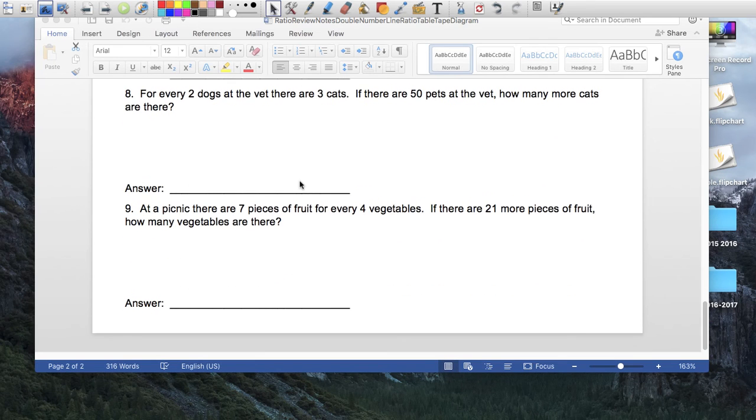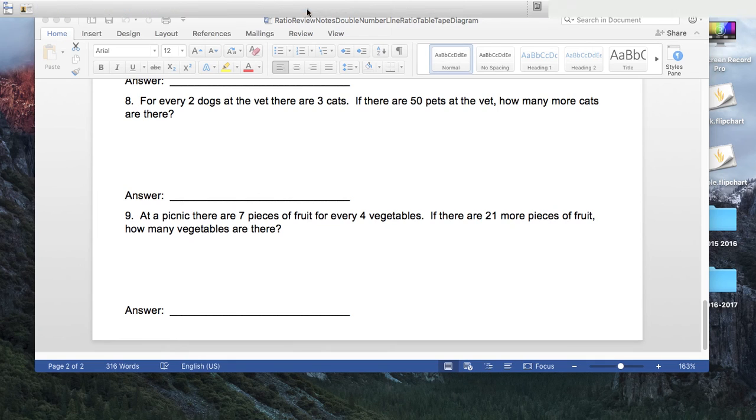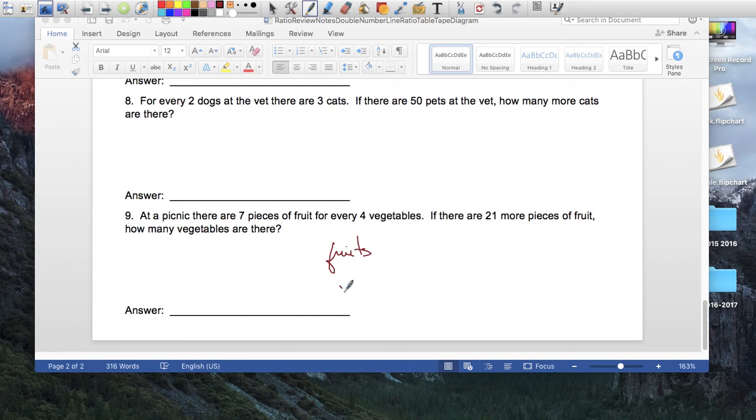And I think we have more. 9. At a picnic, there are 7 pieces of fruit and vegetables. Okay, so fruits, veggies. For fruits, we need 7. 1, 2, 3, 4, 5, 6, 7. And for veggies, we need 4. 1, 2, 3, 4. So there's my representation. 7 for fruits, 4 for the veggies.